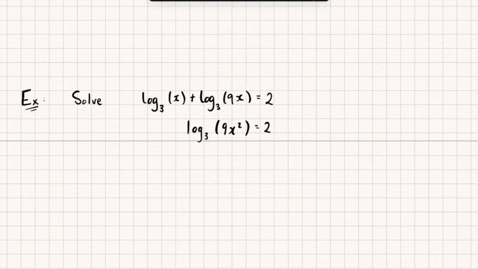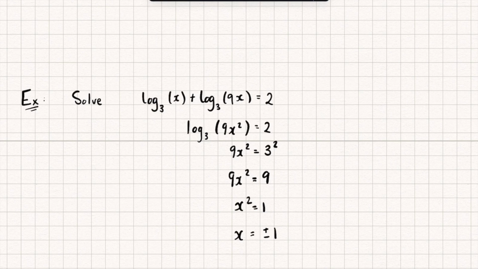And again, to help me get access to the x that's locked inside the argument of this logarithm, I'm going to rewrite it in exponential form, because this is just saying 3 to the power of 2 equals 9x squared. So let's write that. I've now got 9x squared is equal to 3 squared. Well, 3 squared is 9, so now I've got 9x squared is equal to 9, and I'm going to divide both sides by 9 and get x squared is equal to 1. Square rooting both sides, I get x is equal to plus or minus 1.